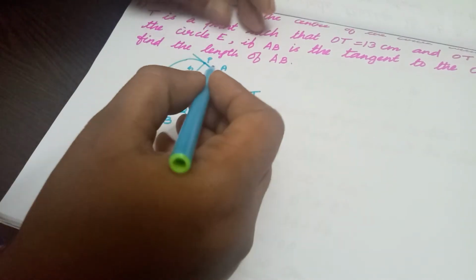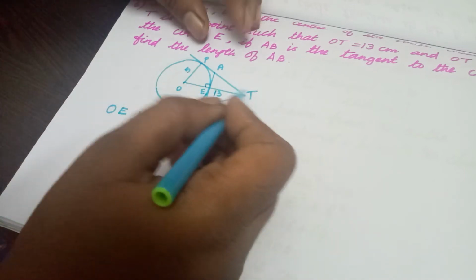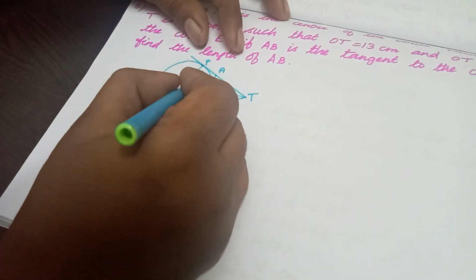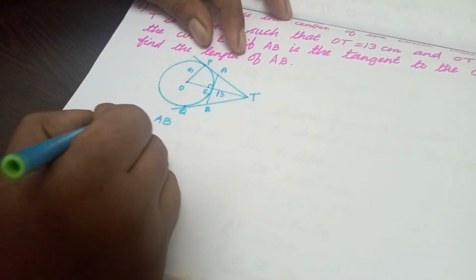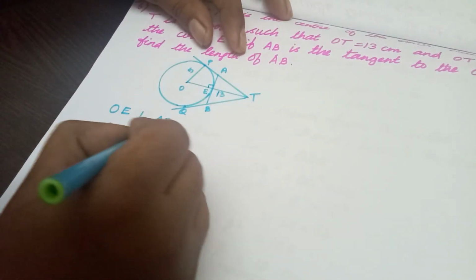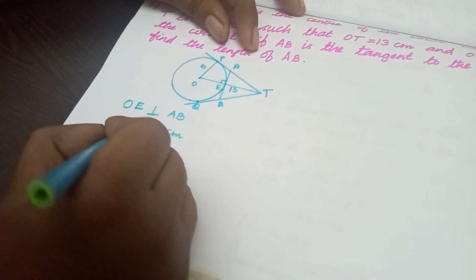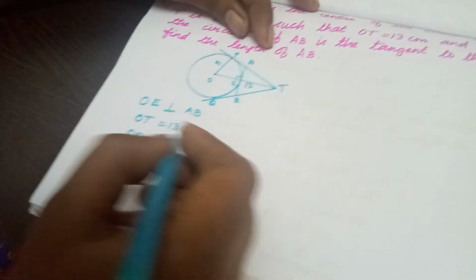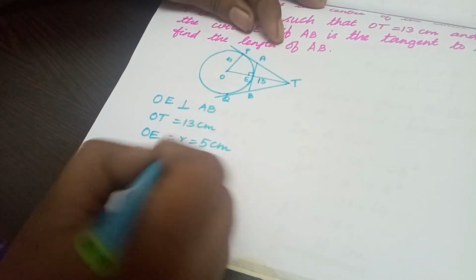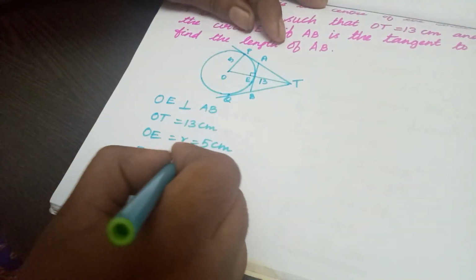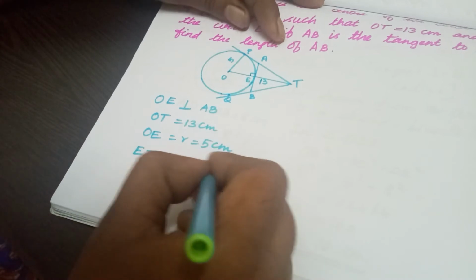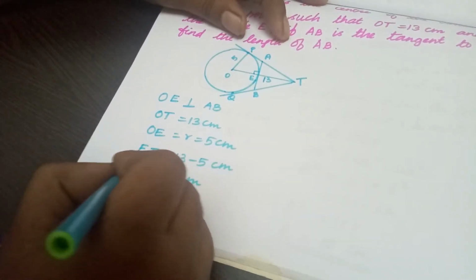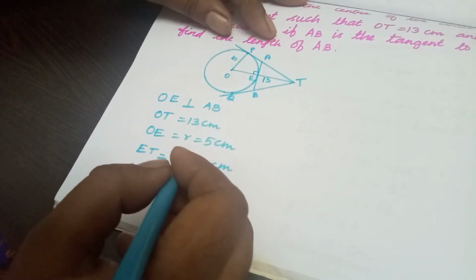And then we have got that OT is 13 and OE is the radius. So OT is 13 centimeter, OE is the radius, which is 5 centimeter. So ET is 13 minus 5 centimeter, that is 8 centimeter. So ET is 8 centimeter.